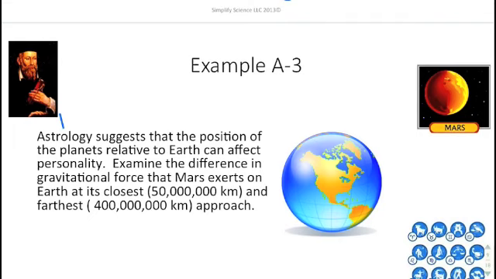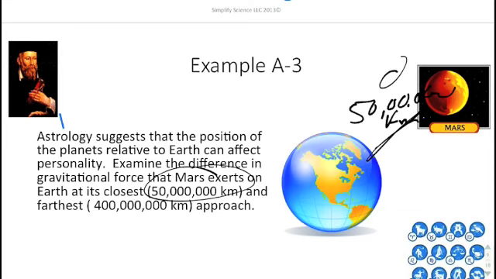Example A3 says, astrology suggests that the position of the planets relative to the Earth can affect your personality. Examine the difference in gravitational force that Mars exerts on the Earth at its closest approach and its farthest approach. And so people say, okay, well look, on its closest approach, the distance is going to be 50 million kilometers. So we're just going to call that D. Now, when it's on its farthest approach, that is 8D, because if you take 400 million and divide by 50 million, you get 8. So it's 8 times further at its furthest distance than at its closest distance. So people say, okay, yeah, that could possibly work.